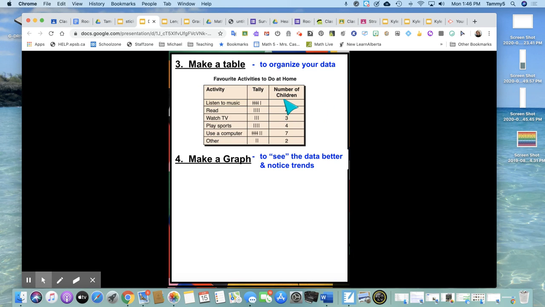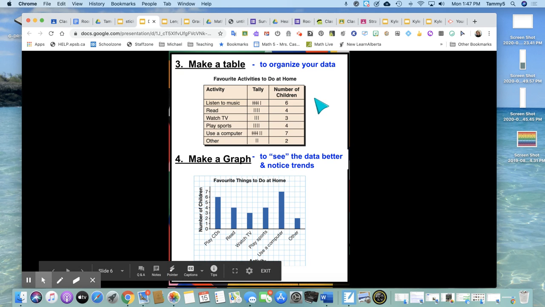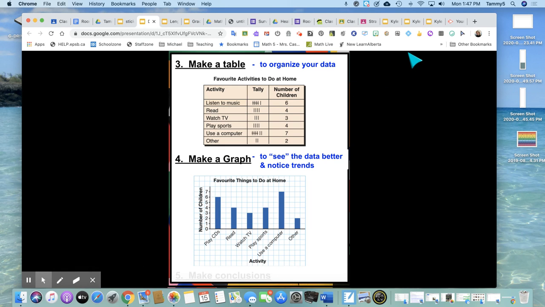So looking at the table is fine. You can still figure out which activities the students like to do the most. But when you make a graph, it really becomes apparent what is the favorite thing, the least favorite thing, etc., to do at home. So after you've made the graph, you can lastly, step number 5, make conclusions.